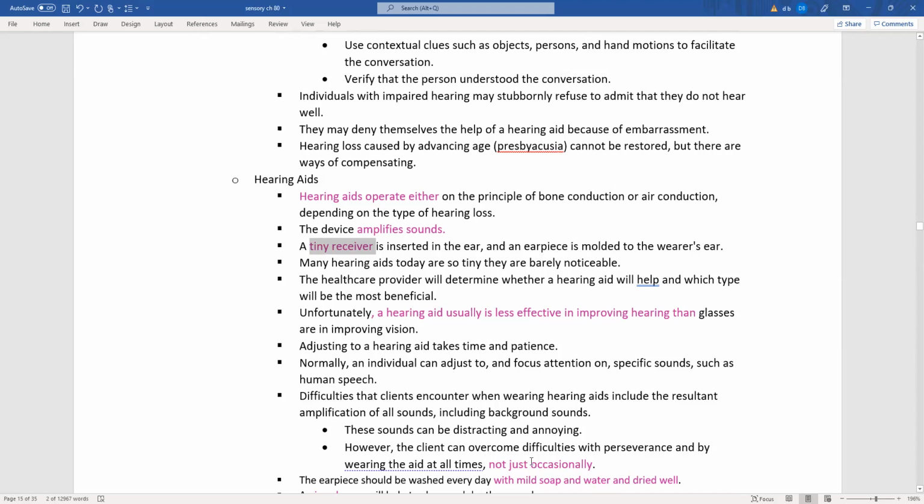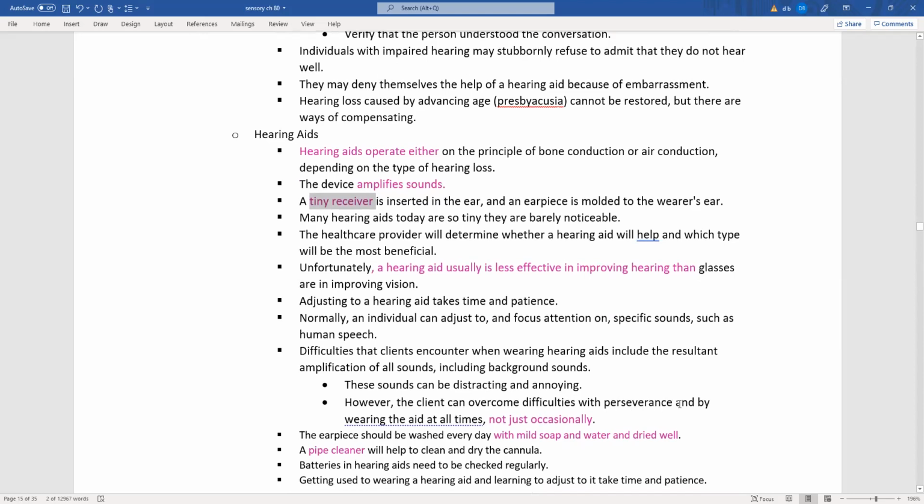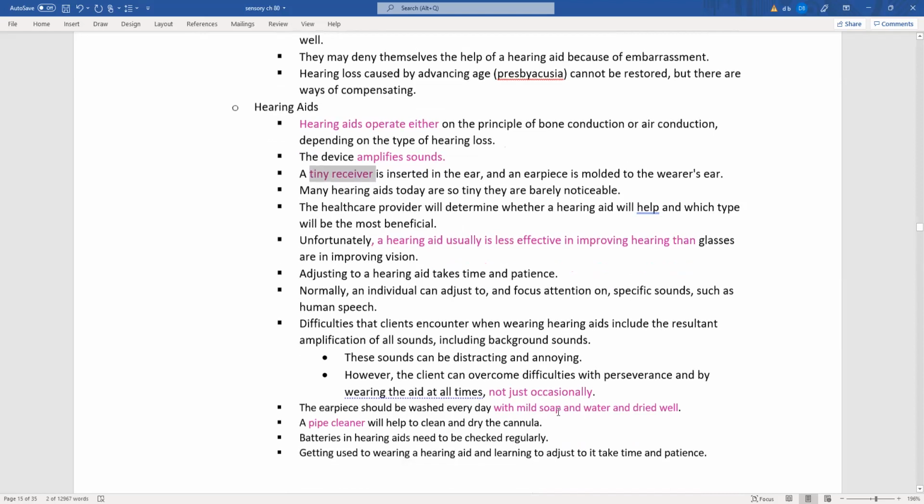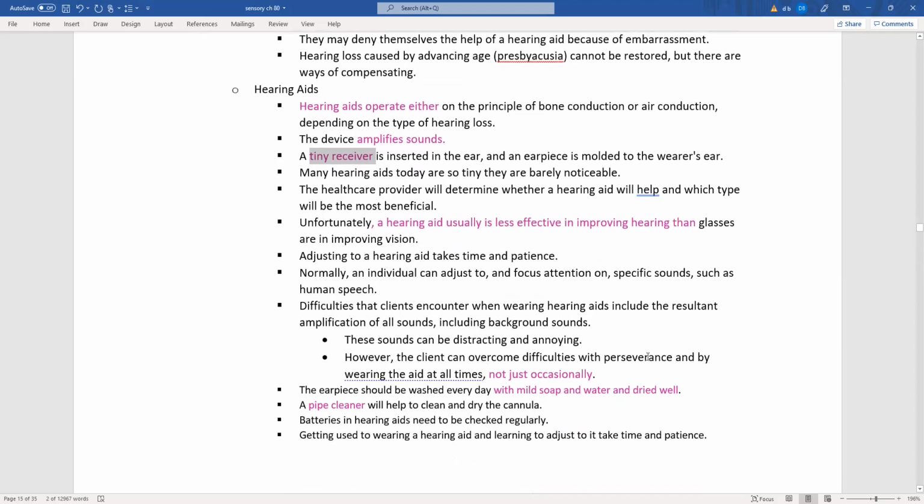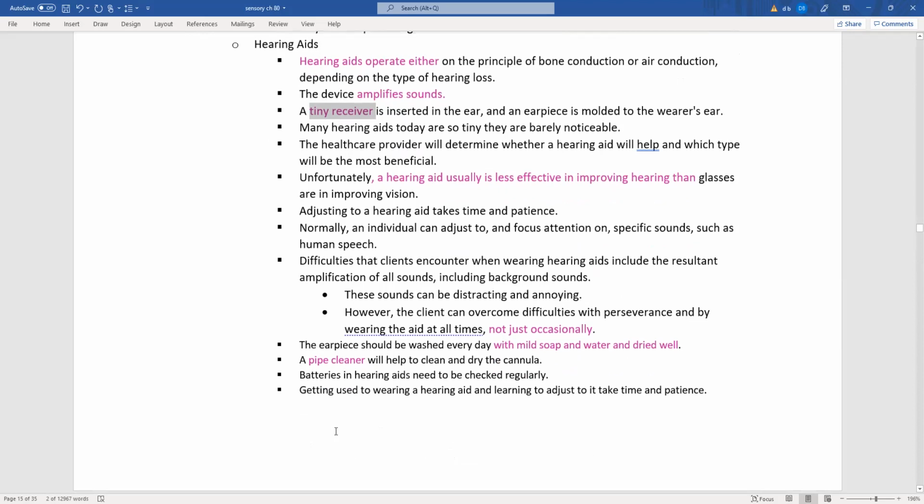However, the client can overcome difficulties with perseverance and by wearing the aids at all times, not just occasionally. Wear them all the time so you can preserve your ears. The earpiece will be washed every day with mild soap, and dried thoroughly. A pipe cleaner will help to clean and dry the cannula because you've got to clean your ears out. Make sure you check your batteries every day, because it's something about them hearing aid batteries, baby. My mama stay sending me to the store for them because she wears hearing aids.